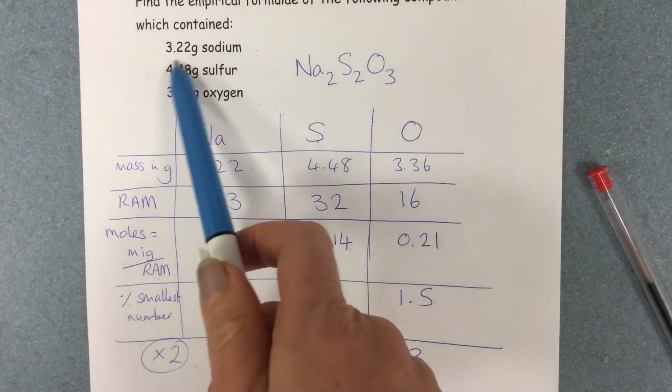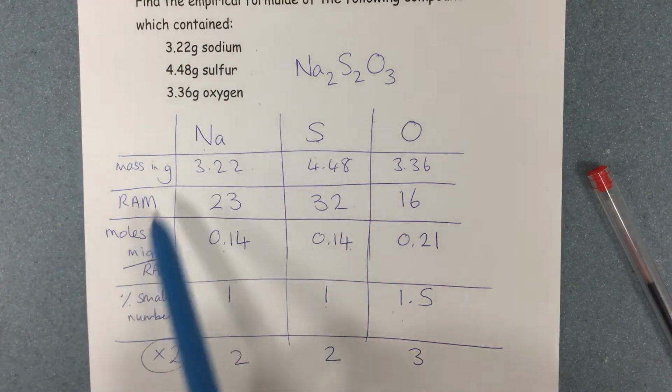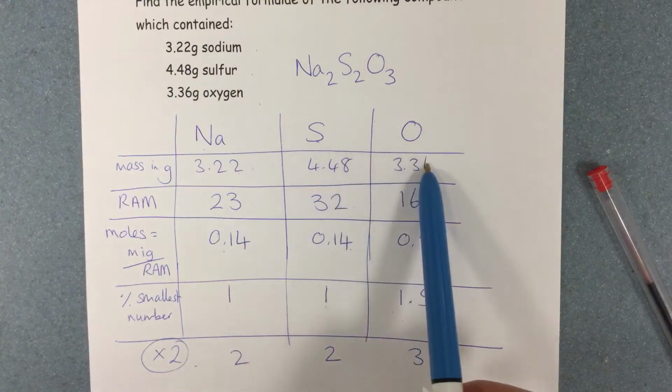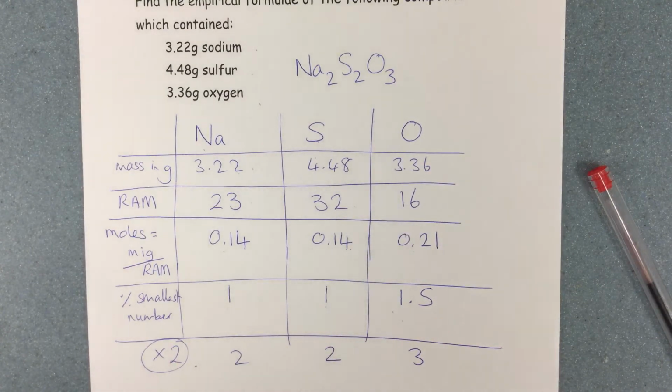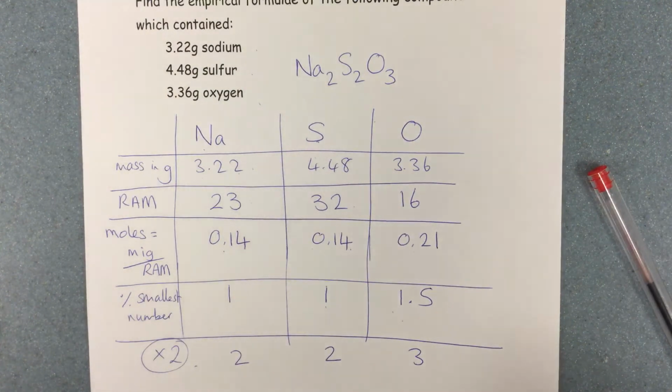In this question I was given mass in grams. If I was given percentages, I would still write it as if they were masses in grams, because all that's saying is I've got a 100-gram sample, this is how many grams of each. Because it's just how much you have relative to the others, percentages work exactly the same way.